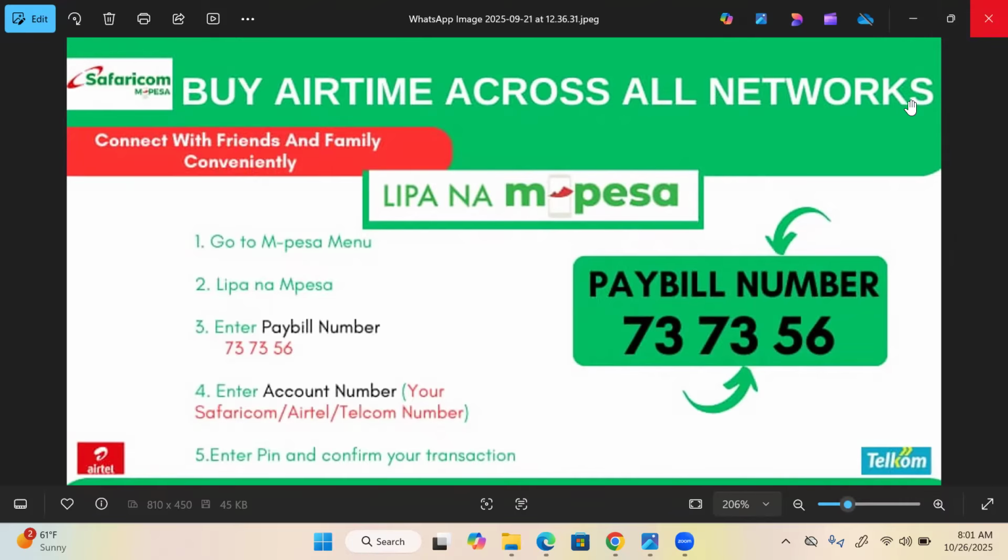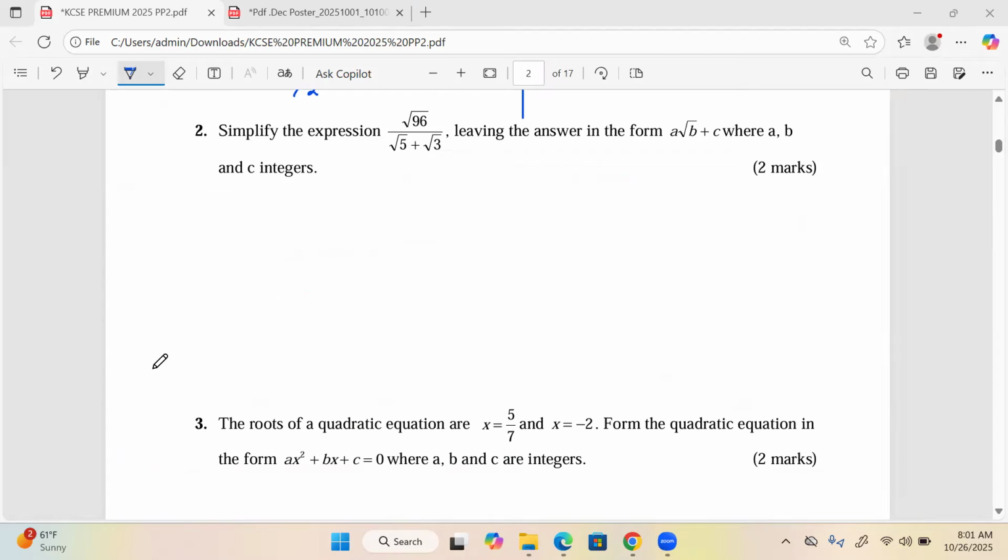Proceed now to number 2. Simplify the expression. The expression you can see here: the square root of 96 divided by root 5 plus root 3, leaving the answer in the form where a, b, and c are integers.